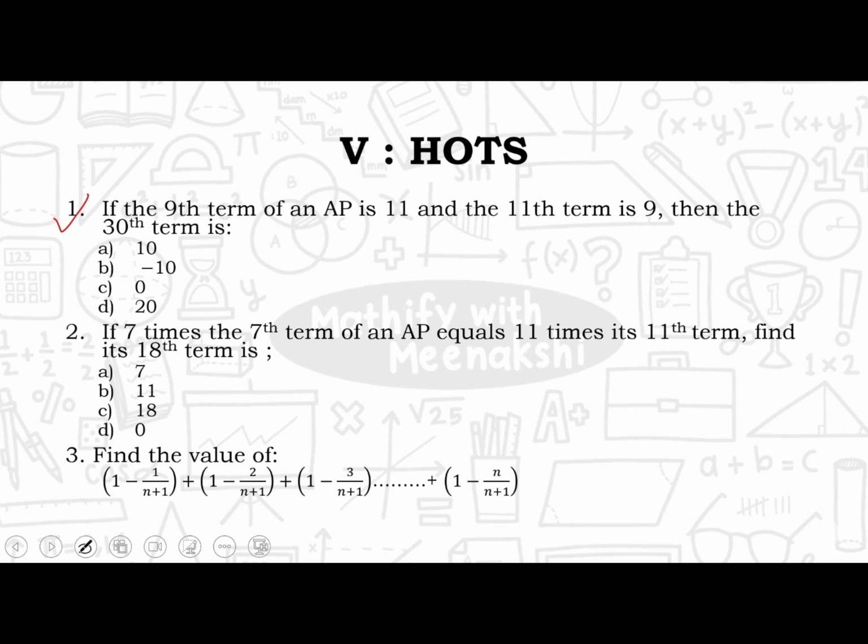In the first question, it's given that your ninth term is 11 and your 11th term is 9. Whenever you have a question like this, one method is to simply solve it. What is the ninth term? a plus 8d. It's given 11. And what is your 11th term? That is a plus 10d. That is 9. Now it's a linear pair of equations in two variables a and d, so you can simply solve that. But there is one trick also. So let's see that trick.